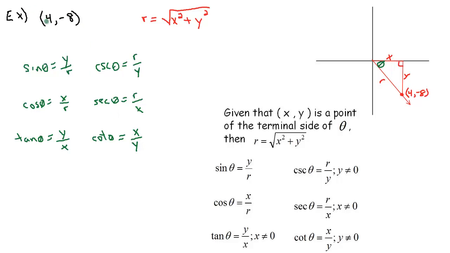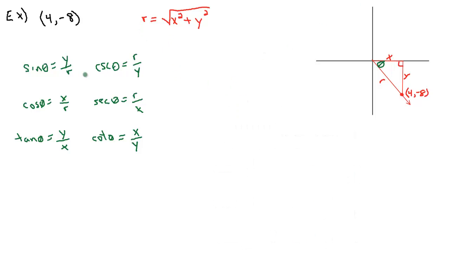Now we have our x value, we've got our y value, and then we can plug those two into this formula right here to get our r, and then we can plug in the x, y, and r's into all these 6 functions, and we can get the value of each one of the functions. Okay, so let's start with sine theta. We will need to find r for this because r is in the denominator. So let's calculate that over to the right side here.